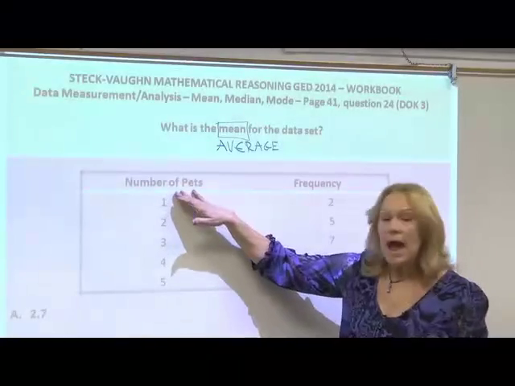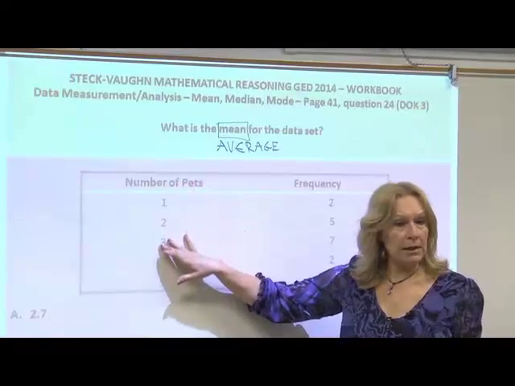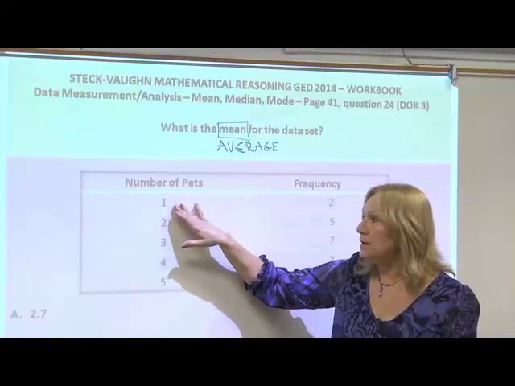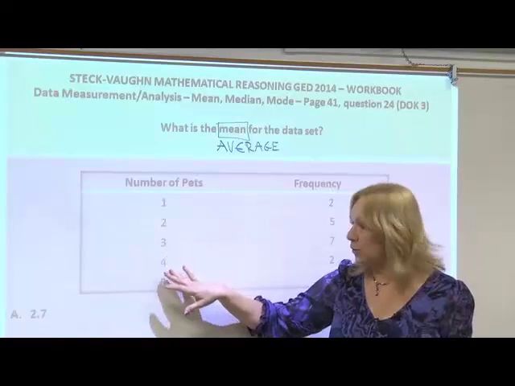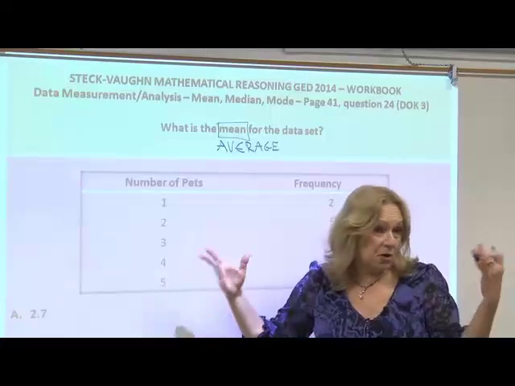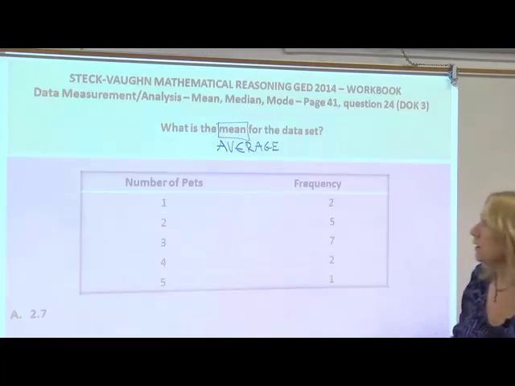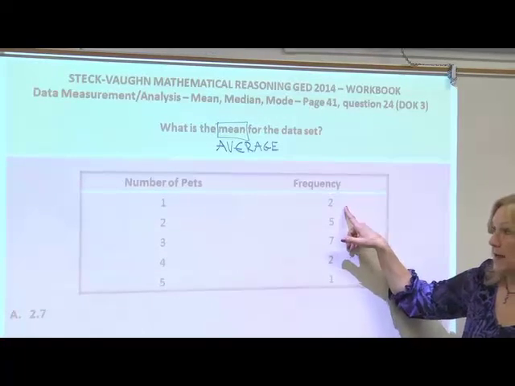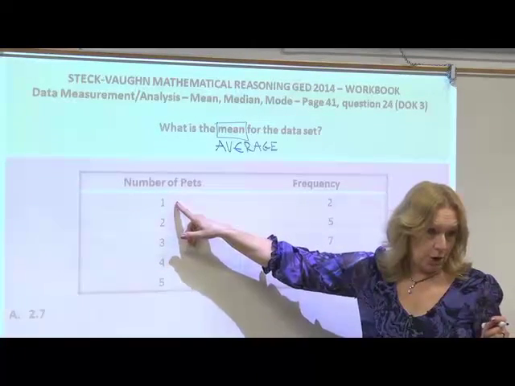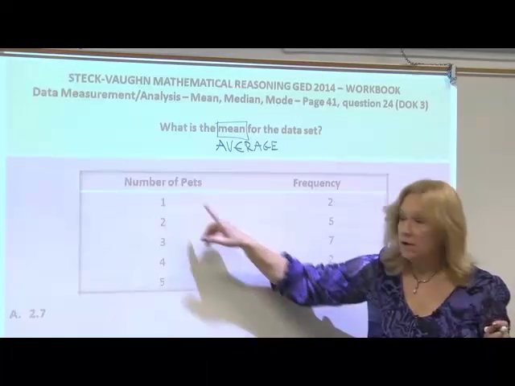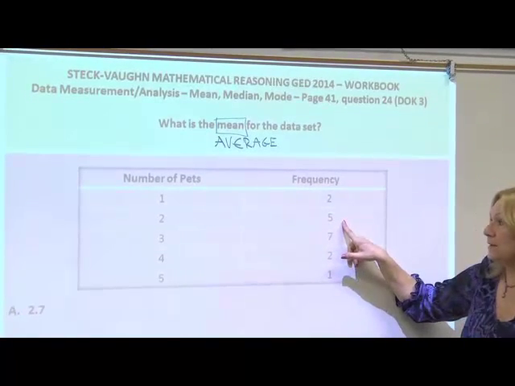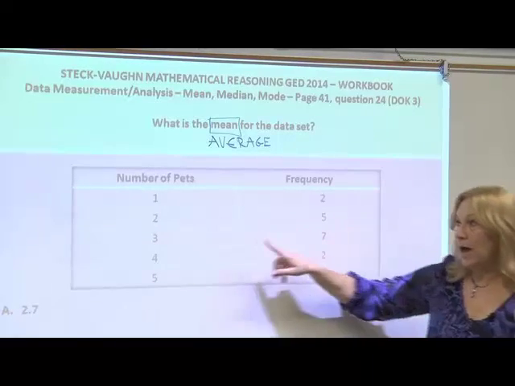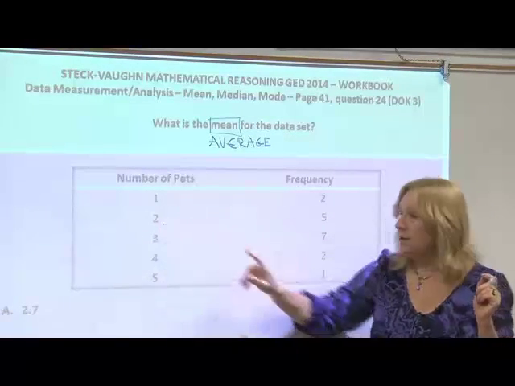Here, they asked people how many pets they have at home. So some people have 1 or 2 or 3 or 4 or 5. Let's call them dogs, for instance. 2 persons said that each one has a dog. Here, 5 means that 5 persons said that each one has 2 dogs.